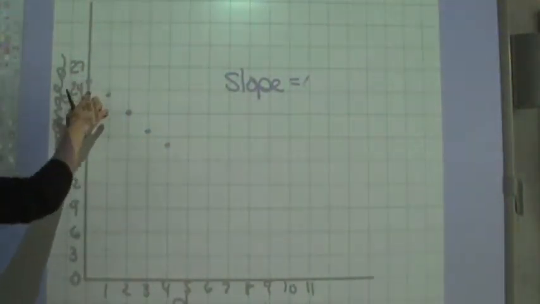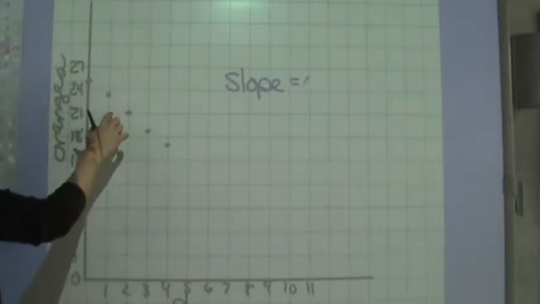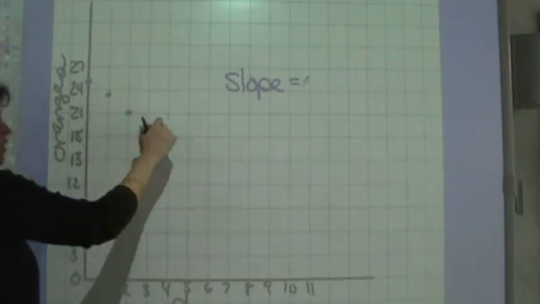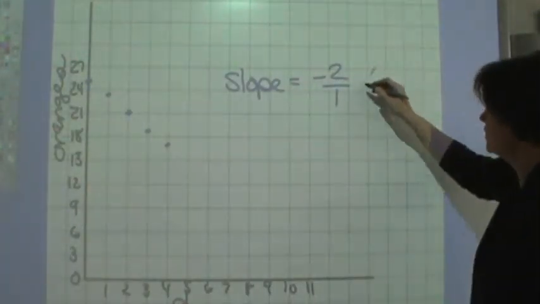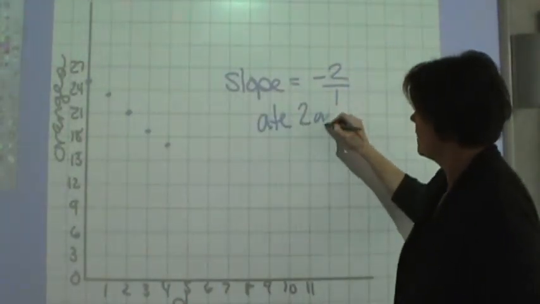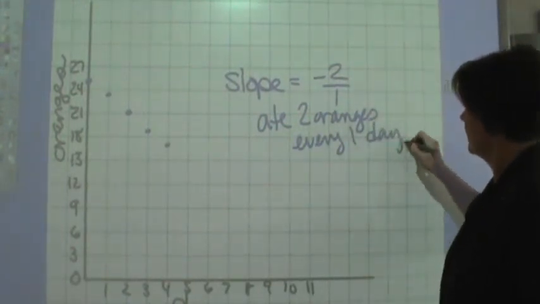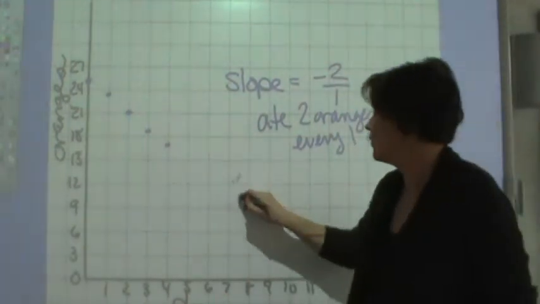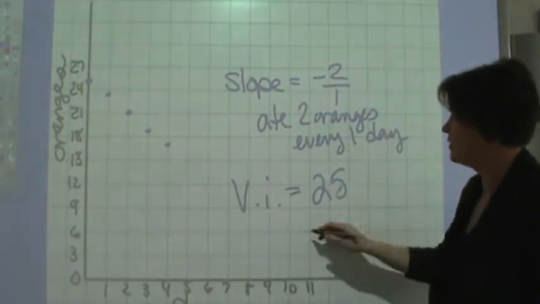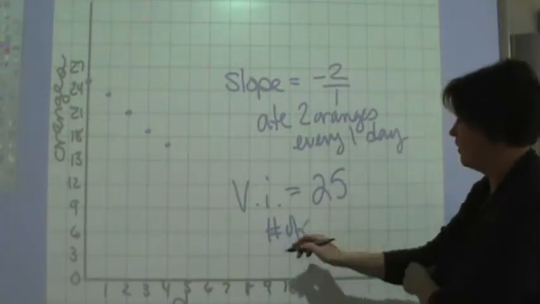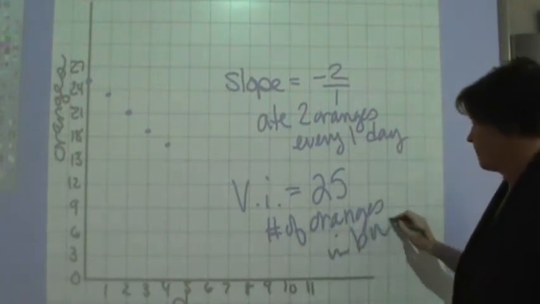All right, so our slope would be down and over, down and over, down and over, right? So we went down 2, over 1. And what does that represent? That represents that we ate 2 oranges every 1 day. Okay, so we decrease from the original box. And the vertical intercept is going to be 25, representing the number of oranges we started with, or in the box, to start.